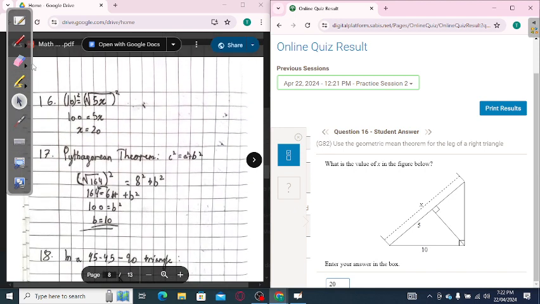Now, this one, what's the value for x? You have to know that this leg is equal to, this is the geometric mean thing we just did. 10 equals radical 5x.